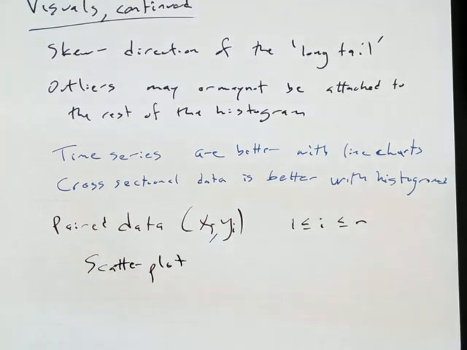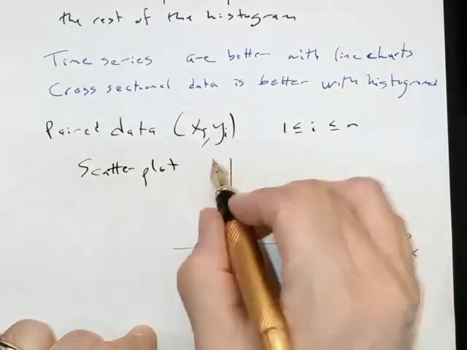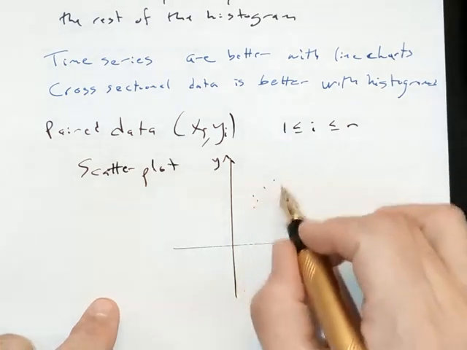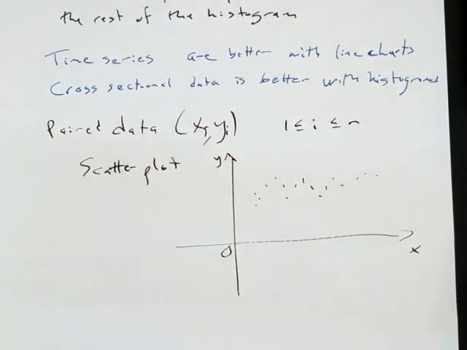And assume the data are paired. A scatter plot graphs them like a point. So every point gets an x coordinate and a y coordinate, and I get a graph that actually shows how they relate to one another. Now, again, this is best done numerically.